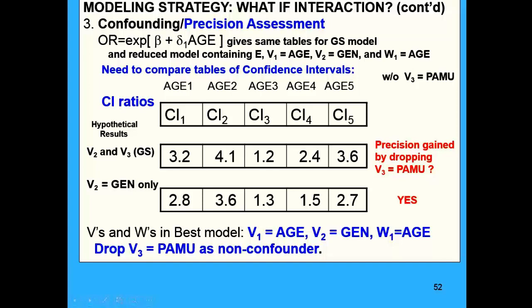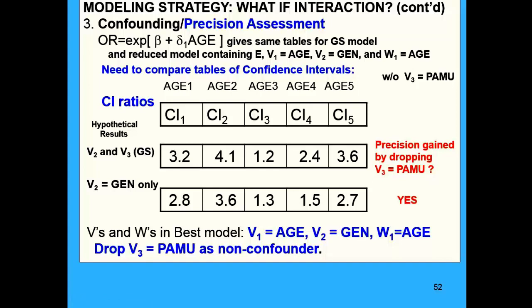And this looks like a fairly big gain, a substantial gain in precision, although, again, how much of a gain is still somewhat debatable. But based on what I'm showing you, again, this is hypothetical, you would probably say that the best model is not the gold standard model. It's the one that drops PAMU, and it's a model that involves interaction because we did interaction assessment as a second stage in the strategy.